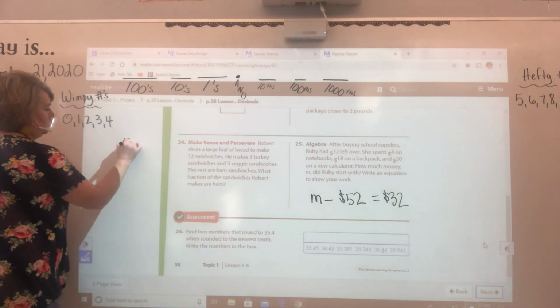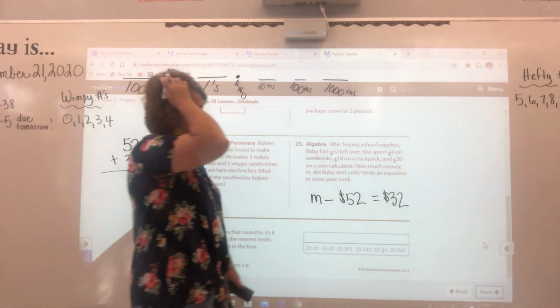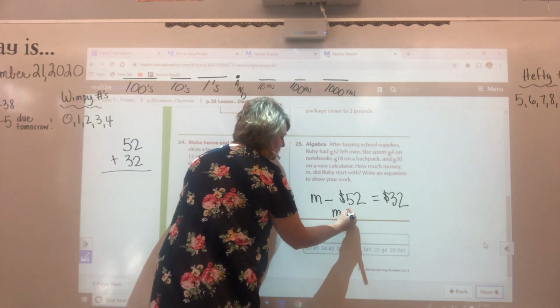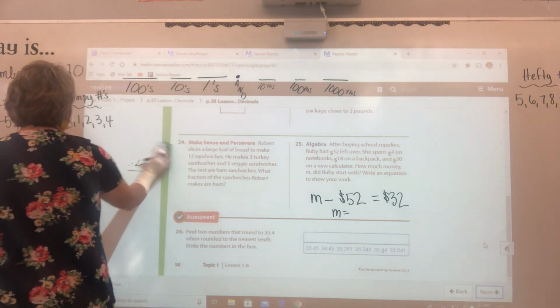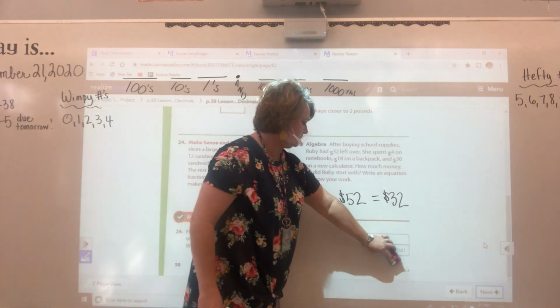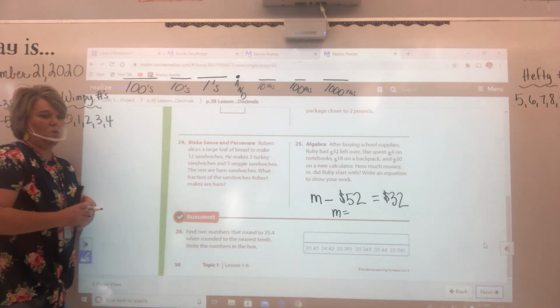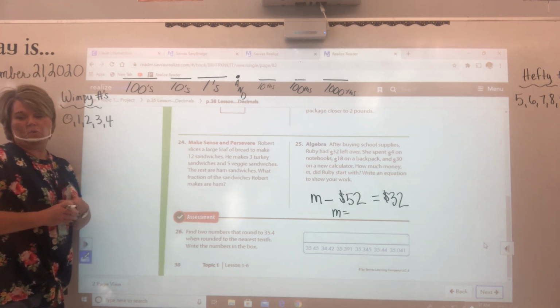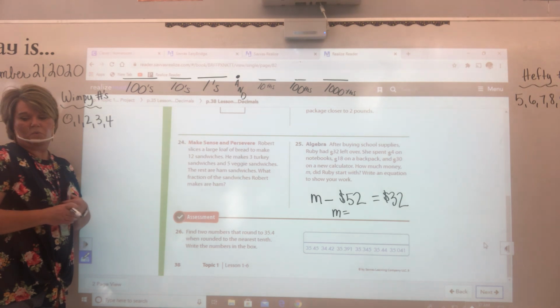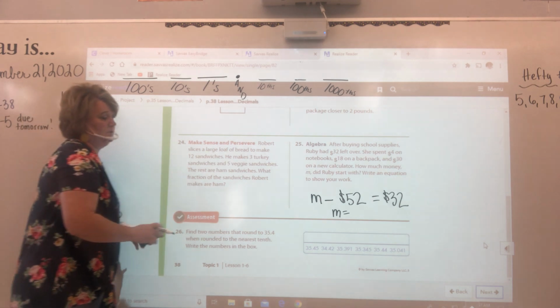So tell me what to do. $52 plus 32. Okay, please do that on your paper. And when you get your answer, put M equals and put your answer. What'd you get, Hope? $84. Do y'all agree with her answer? $84? Okay, put it by M equals.